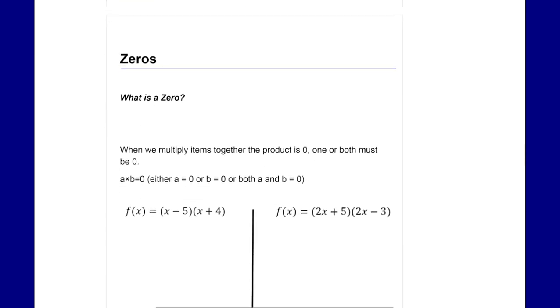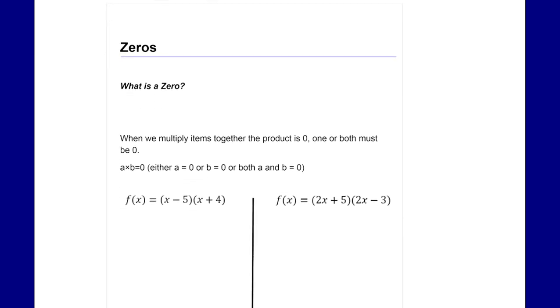So zeros, again, going back to zeros, we're going to work through it step by step to find this information. What is a zero, right? There are different definitions, but it's where the function crosses the x-axis. Another way you could say it, call it the x-intercepts or roots.